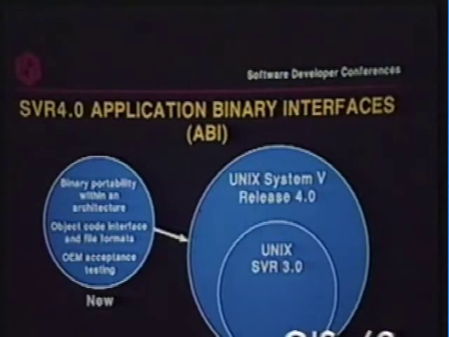And I think one of the most important things introduced in Release 4.0 is something that's not really a feature at all, and that's the application binary interfaces. With the System V Interface Definition and the POSIX and ANSI C standards, we've achieved a high degree of source code compatibility for the Unix operating system. And now with Release 4, we're taking that effort further into work on binary code compatibility.